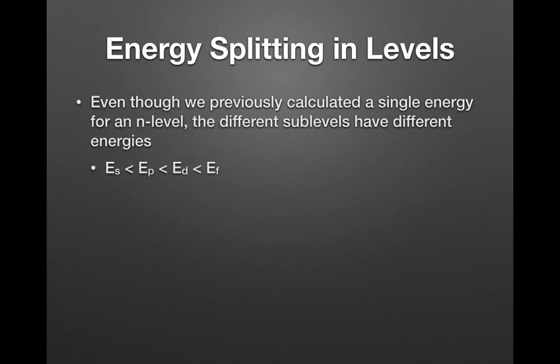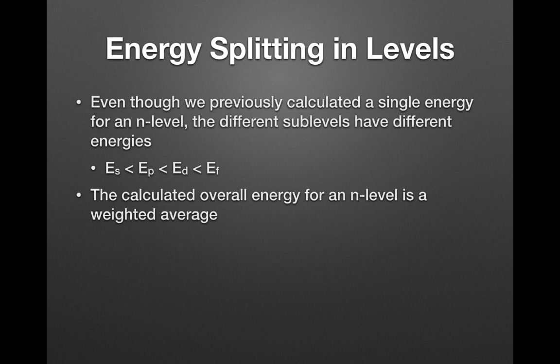And the order that they go in is that the lowest of those energies is the s orbital, the next lowest is the p orbital, the next lowest is the d, and the next lowest is the f. So within a given n level, the s is always the lowest, the p is next lowest, the d is next lowest, and the f is the highest of those four. The overall energy that we were calculating for that n level is actually a weighted average of all of those different sublevels.